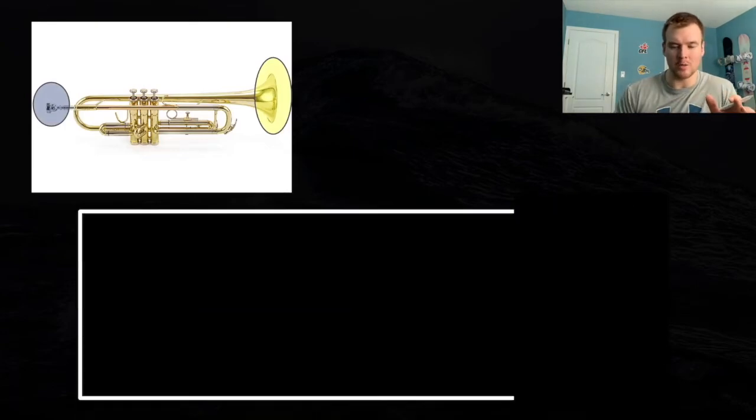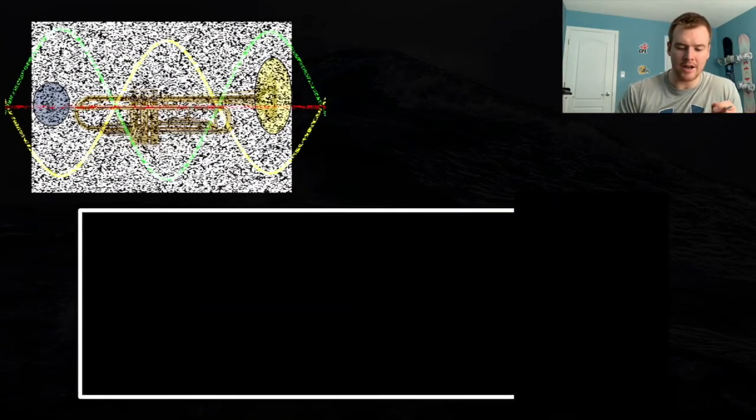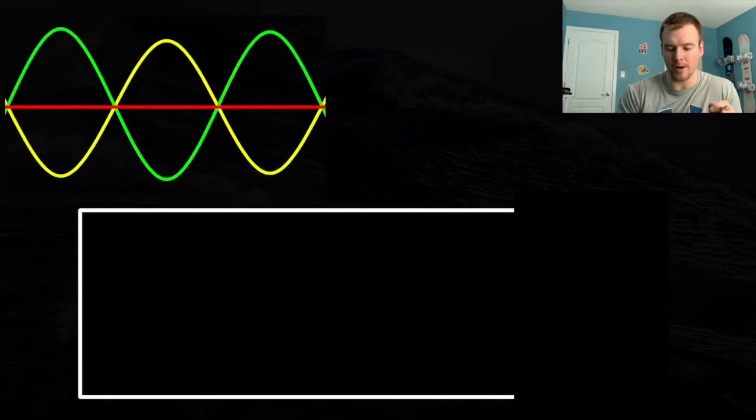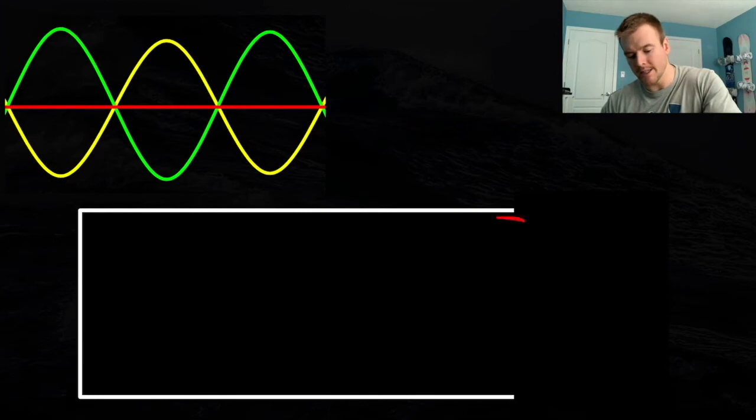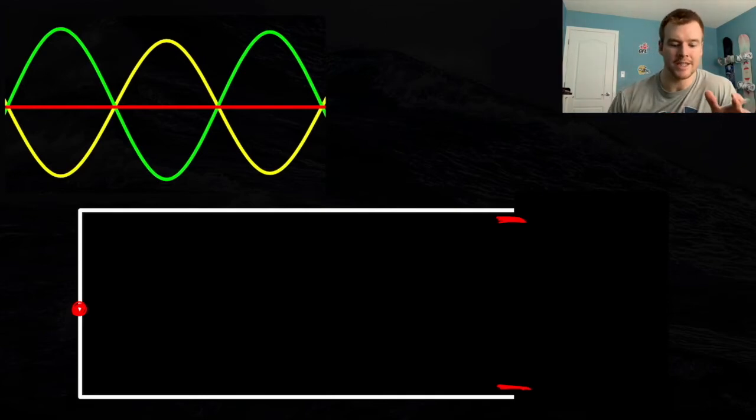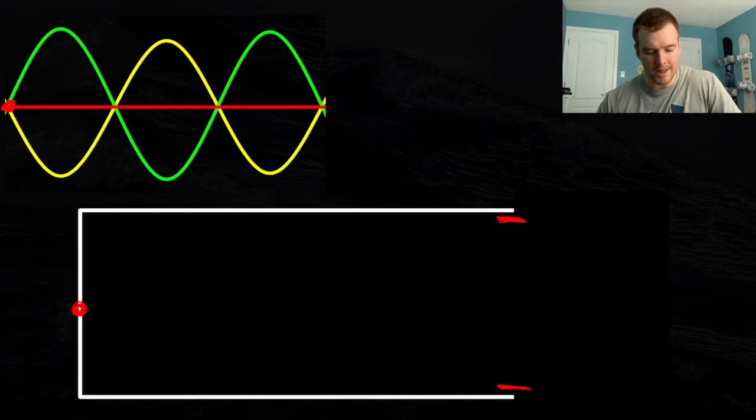So here's our closed pipe because it's closed at one end, and I'm going to reference this diagram from before. This pipe will resonate or make a sound as long as there is an antinode here at the open end and there is a node at the closed end. So looking at the diagram up here, let's begin right here where there's a node. That would need to line up at the closed end of the pipe.